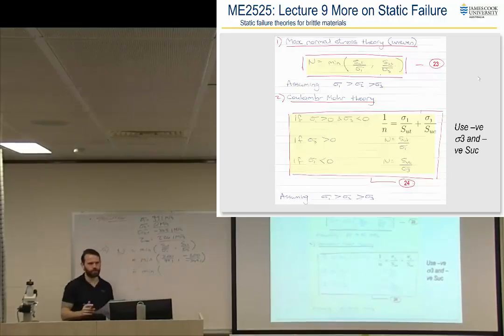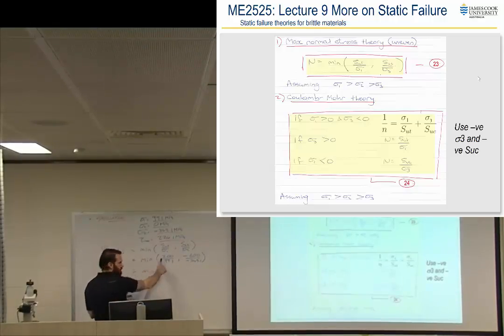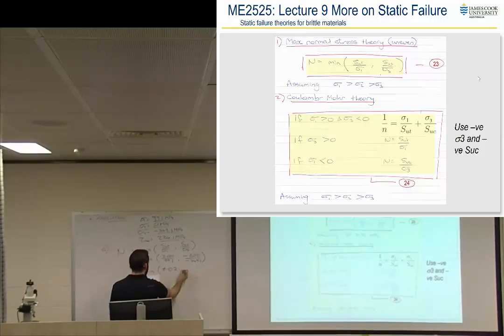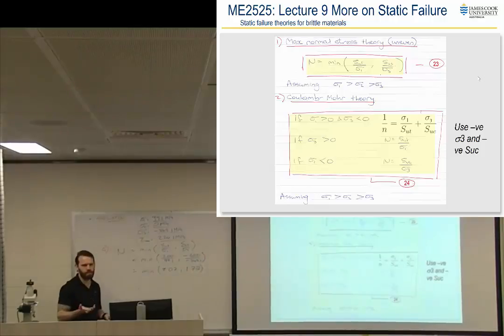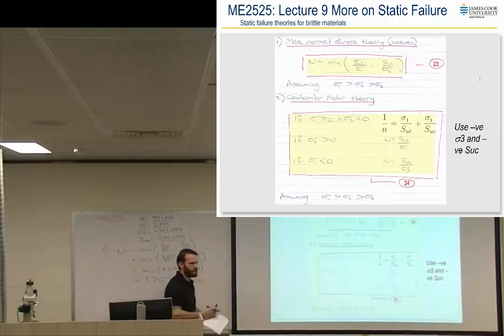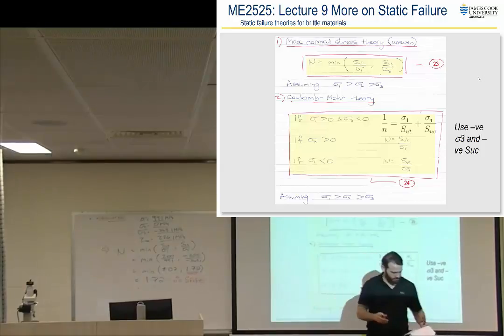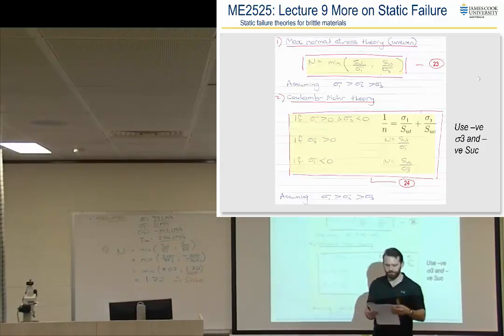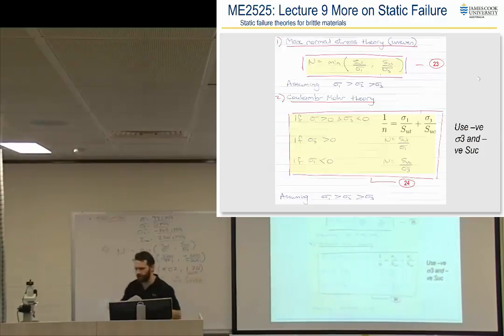349.1. What did everyone get for those two values? 2.017, 2.02, I think I put. And this one? 1.72. Which one's our critical factor of safety? 1.72. Three decimal places is fine, two decimal places is fine, one decimal place probably not enough. 1.72, and therefore safe. Tells me that my thing's not failing. Alright, let's get that out of the way for a second.